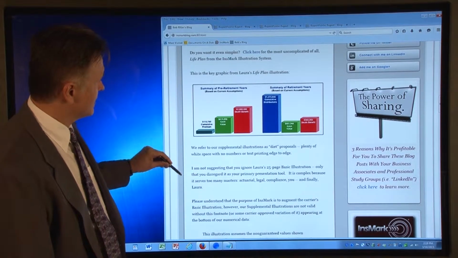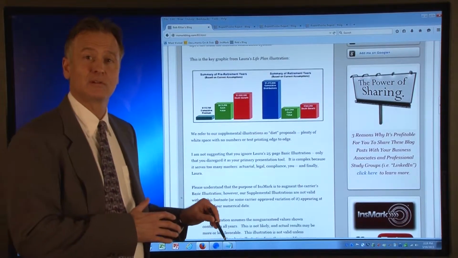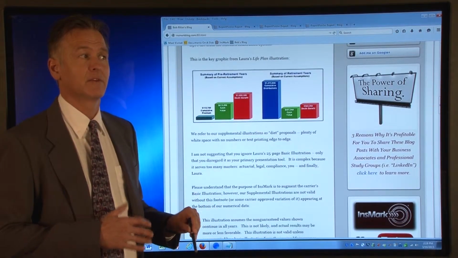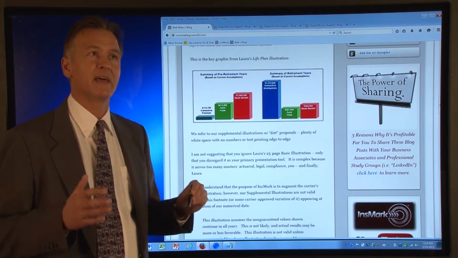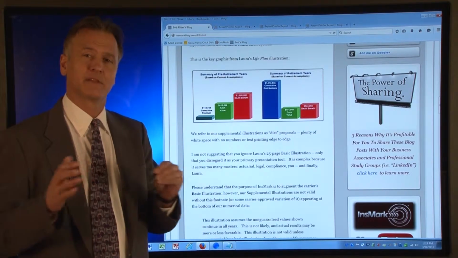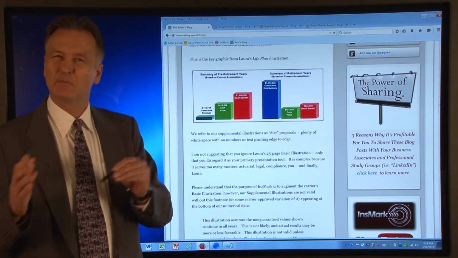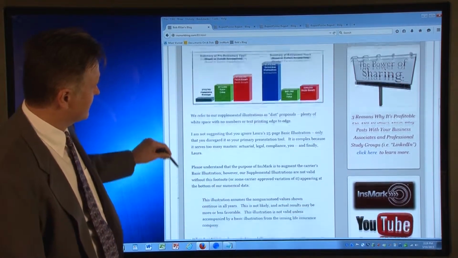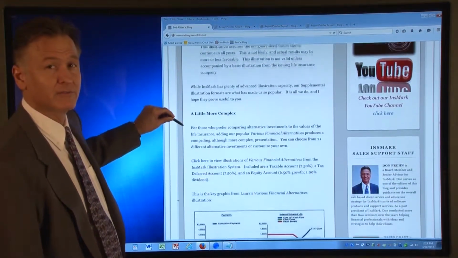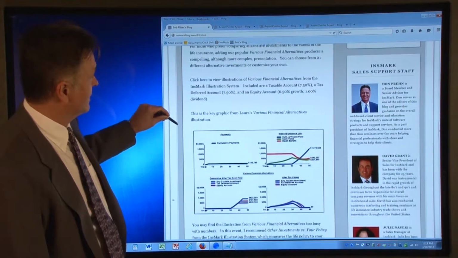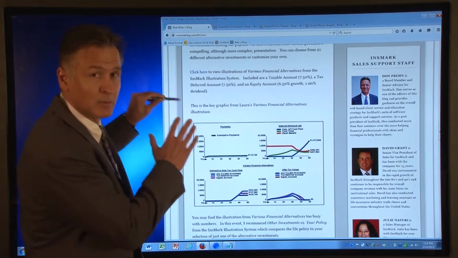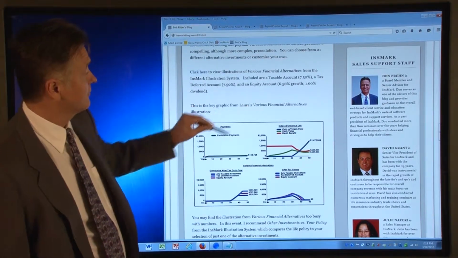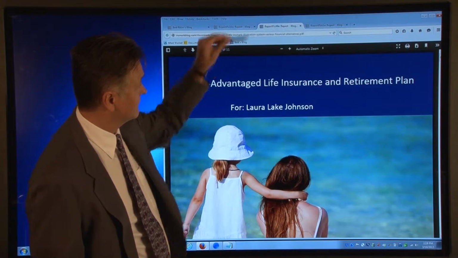Now, what's going to happen when you show clients this is they're going to ask, well, if I had that $22,000 and I put it in something else, would that be better than putting it in the cash value life insurance policy? And so the next presentation that we have is something we call various financial alternatives. Again, I'm going to move from the blog and go over to the actual various financial alternatives presentation.